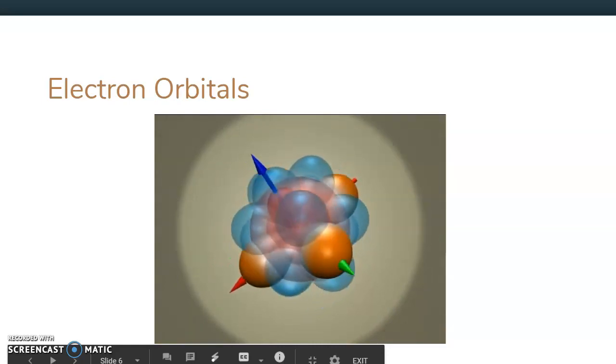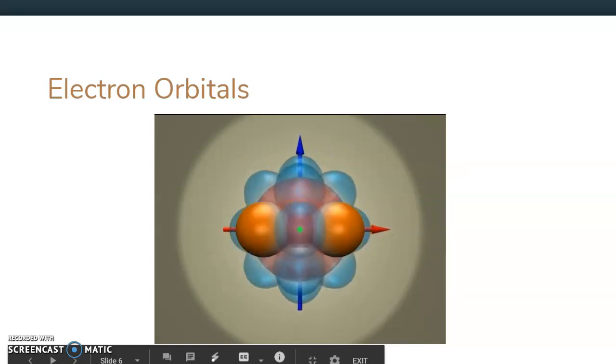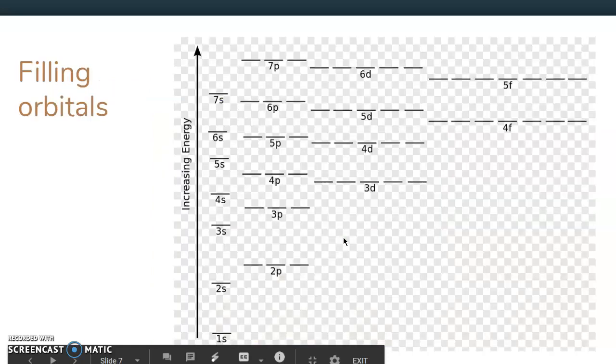Now the thing is, we cannot say with full certainty exactly where our electron will be. We can only say that it will be somewhere in its orbital itself. So here's another way to look at orbitals. And when we start to think about filling in our orbitals and understanding where they will go in each energy level, this chart has the different energy levels.